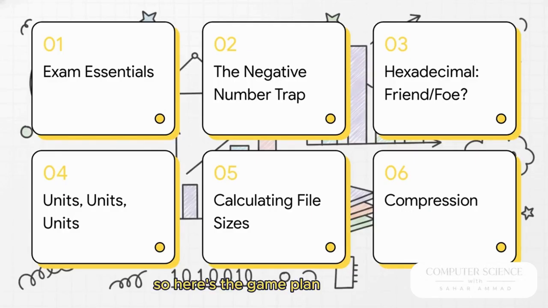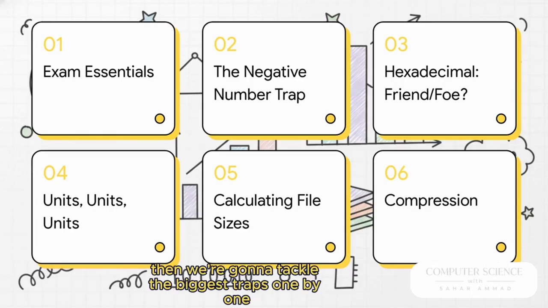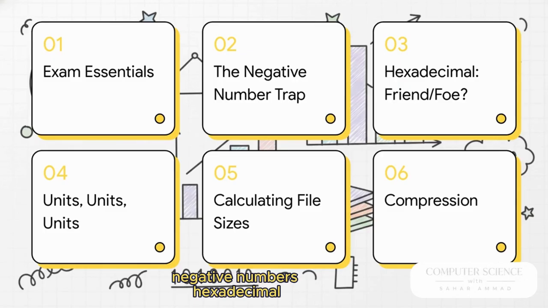So here's the game plan. We'll kick things off with the absolute essentials. Then we're going to tackle the biggest traps one by one. Negative numbers, hexadecimal, those super important units, calculating file sizes, and we'll finish up with compression.